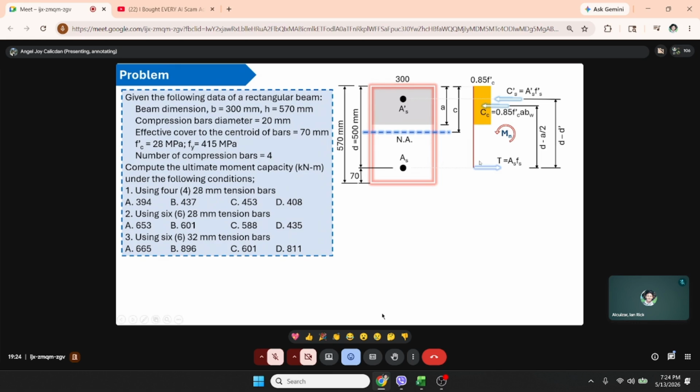So, mo ni iya ang SAS diagram. And for the tulo ka situation, same ra sila og compression bars na given, which is 4 na diameter na 20 mm. So, we'll solve that first. We have AS prime is 1,256.637 square mm.